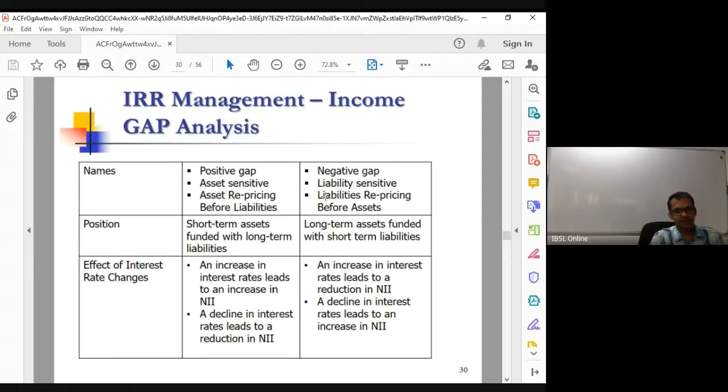Whereas for the negative gap, or liability sensitive, the liabilities roll over more frequently than assets. Then liabilities are repriced at the new interest rates.